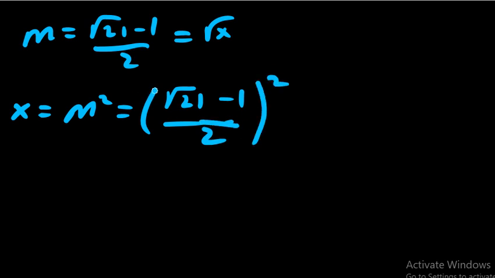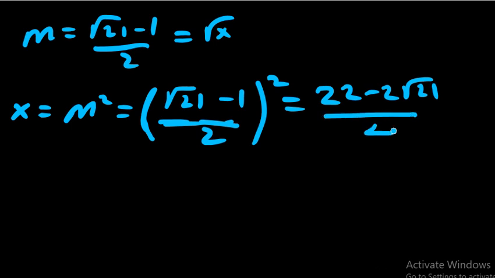Square it. When you square, the upper part is radical 21 minus 1. When you square it, it's a form of a minus b the whole square, which is a square minus 2ab plus b square form. So we can write a square means radical 21, which is 21, and negative 1 square is 1. It will be 22 minus 2 radical 21 at the middle, the whole over 4.